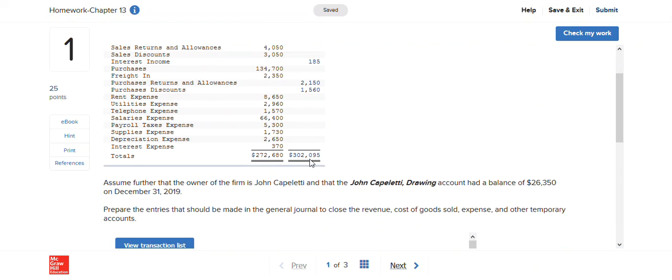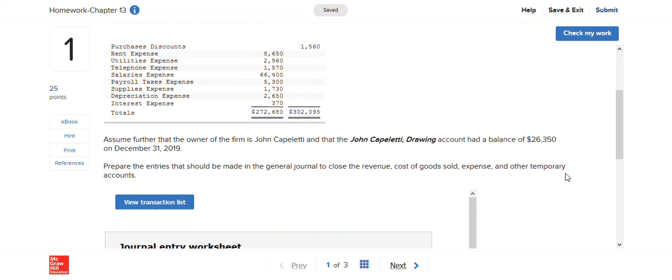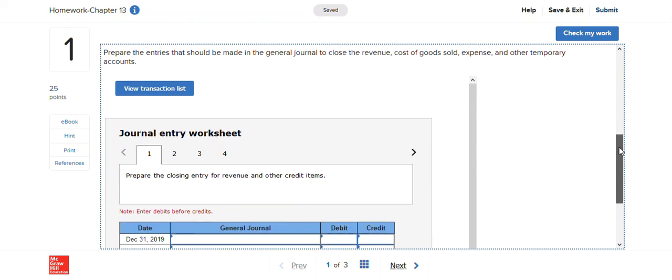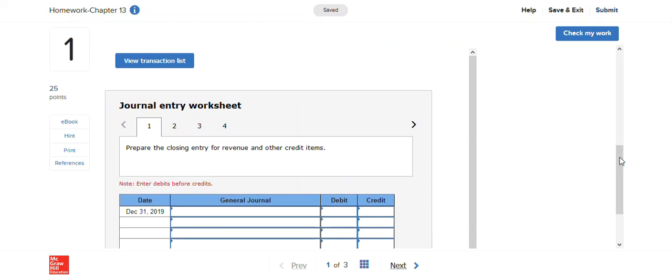And we've got a list of account balances, and then it says the owner of the firm is John Cappelletti, and his drawing account has a balance of $26,350, and that's at the end of the year. So it says prepare the entries that should be made in the general journal to close the revenue, cost of goods sold, expense, and other temporary accounts. So we've got 4 entries we have to make in this.